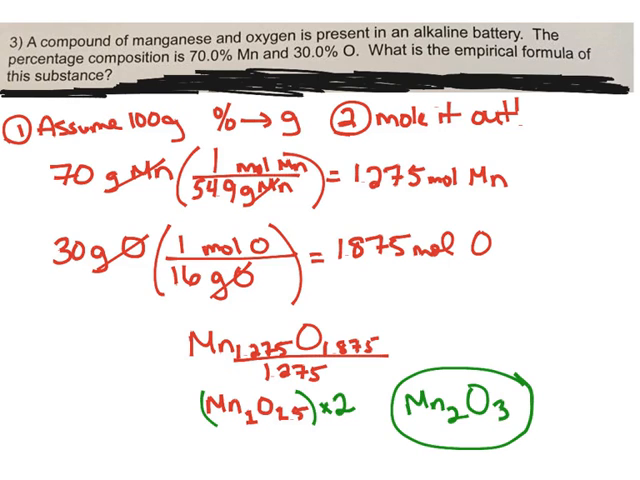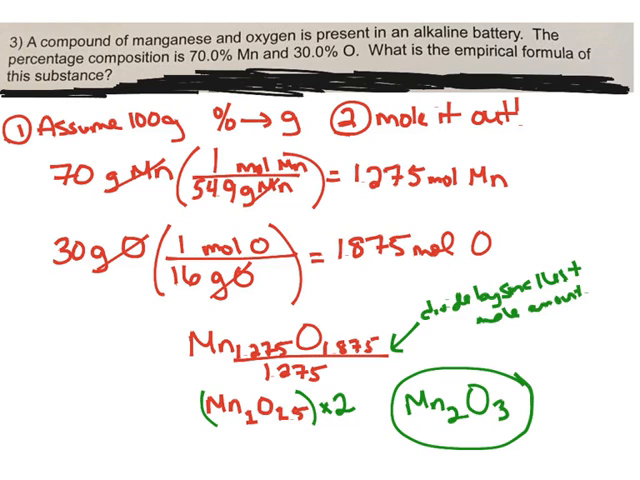So when you get to the end of your problem, it might require a little extra manipulation. But again, the steps are the same. If you have percents, assume you have 100 grams and turn the percents directly into grams. The problem might give you grams to start with, and then you omit that step. You always mole it out. Then you divide by the smallest mole amount. That should bring you closer to whole numbers, and if you don't get exactly whole numbers, you might have a little bit more manipulation to do.